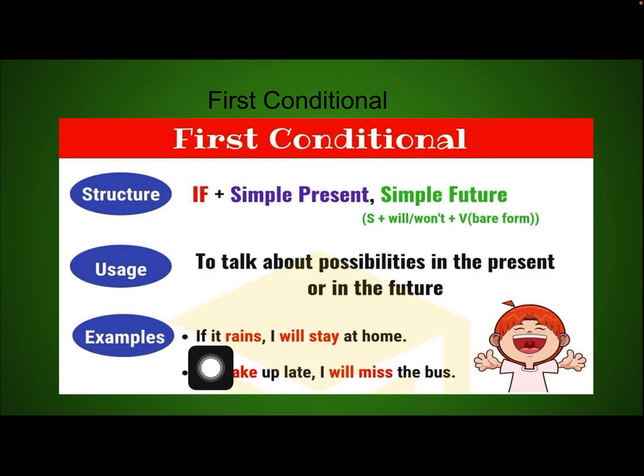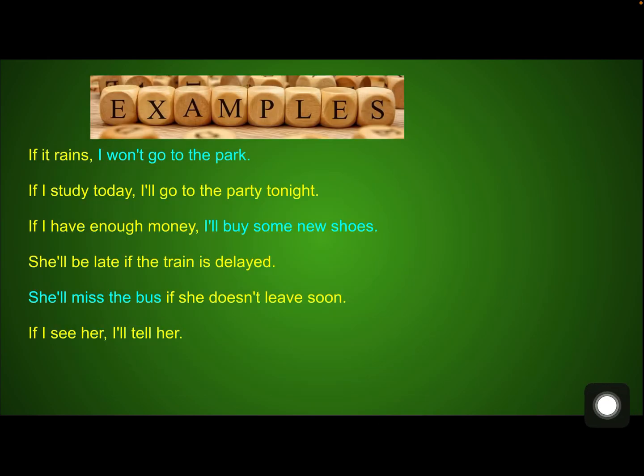Examples: if it rains, I will stay at home. Or if I wake up late, I will miss the bus. Look at this: present simple, future. Present simple, future. Other examples: if it rains, I won't go to the park. Tell me here, which one is the main clause and which one is the condition? If I study today, I'll go to the party tonight. Write it in a little notebook and tell me in the class.